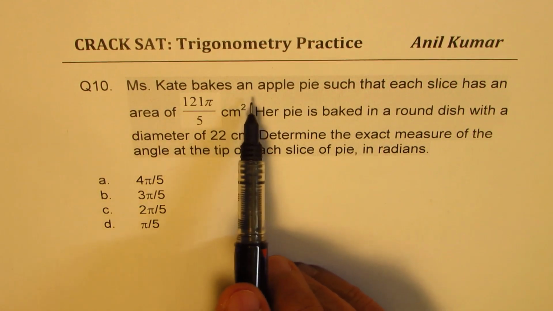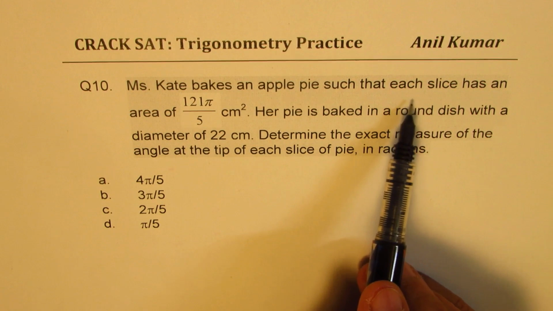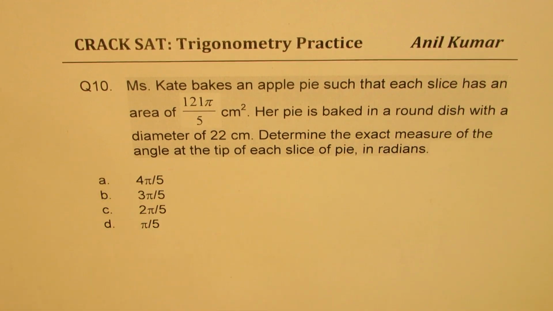Miss Kate bakes an apple pie such that each slice has an area of 121 pi over 5 centimeters square. Her pie is baked in a round dish with a diameter of 22 centimeters. Determine the exact measure of the angle at the tip of each slice of pie in radians.